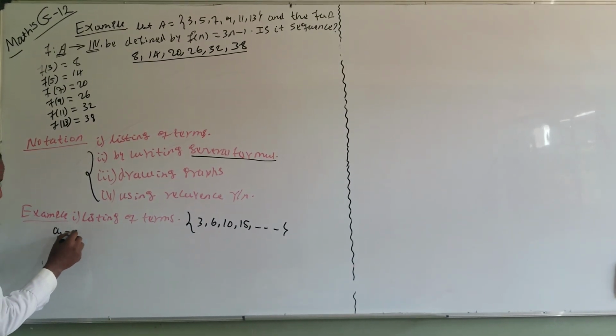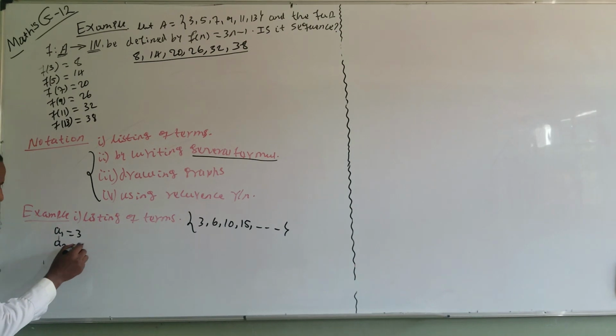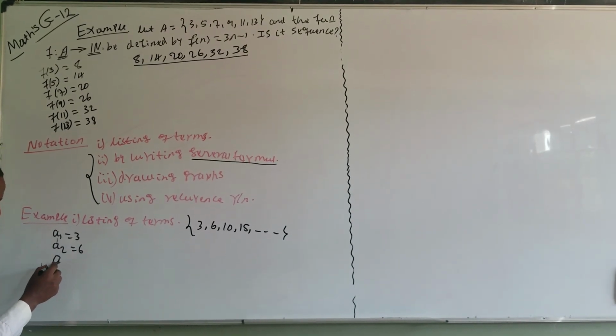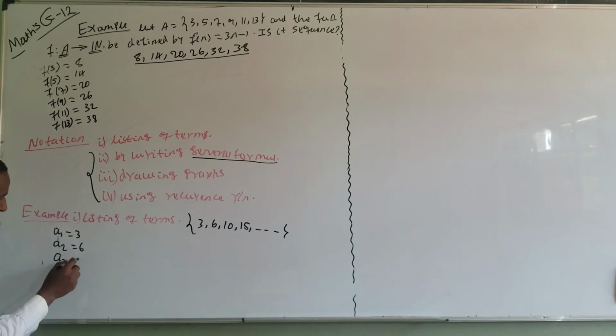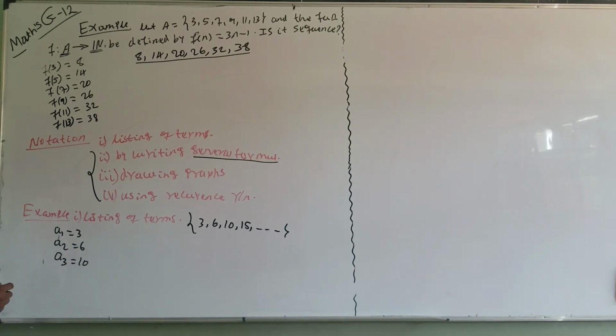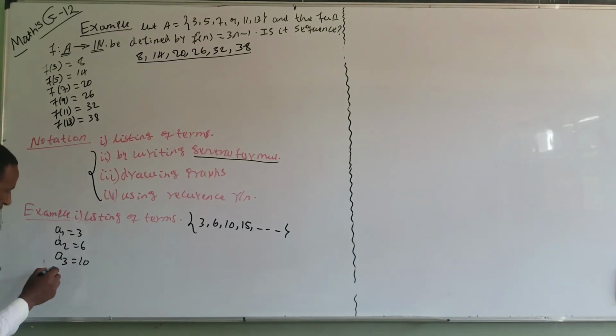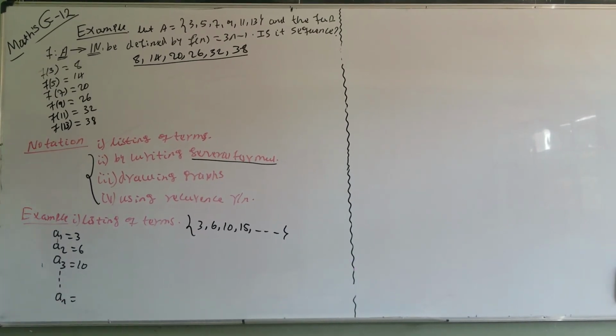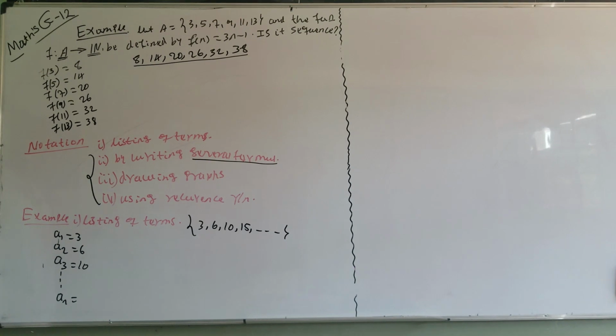a1 is equal to 3, a2 is equal to 6, a3 is equal to 10, and so on. Then an is equal to what?